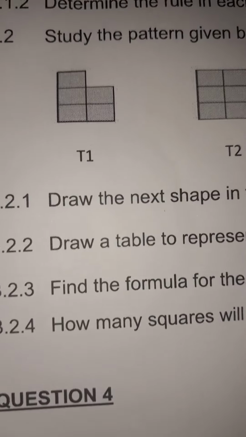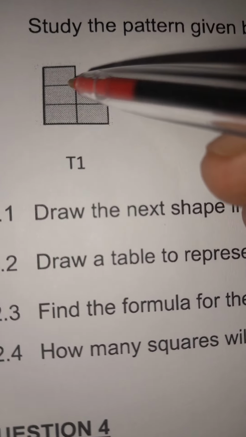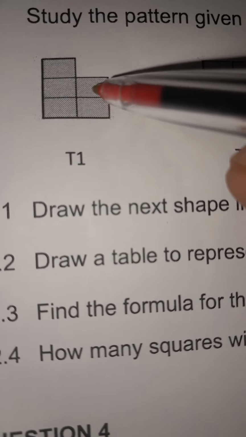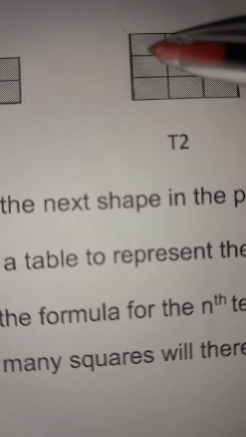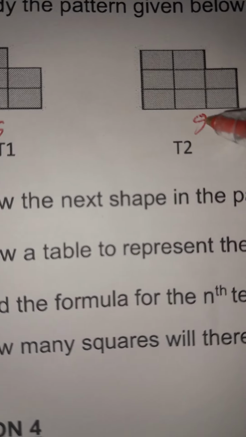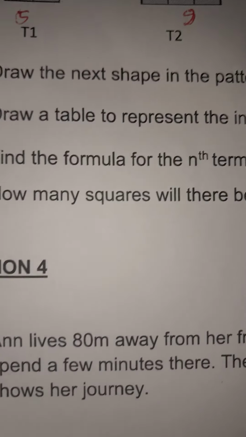Let's analyze the pattern first. How many shaded block boxes do we have here? It's 3, 4, 5. So we have 5, right? Here it's 3, 6, 7, 8. So we have 8 here. The other part: 3, 6, 9, 10, 11. So we have 11.